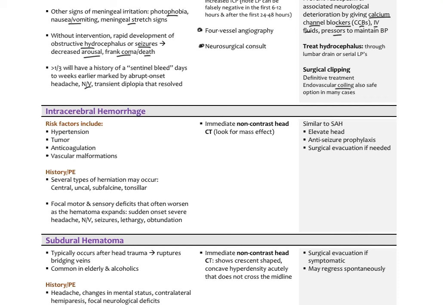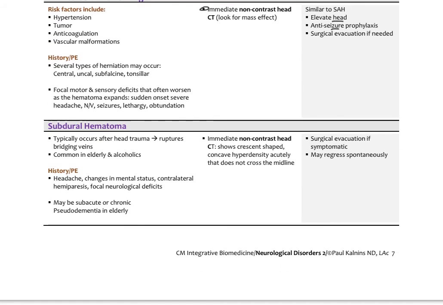So the immediate thing to think about, again, is referral, but also a non-contrast CT immediately in the ER, and then elevating the head, maybe doing anti-seizure prophylaxis and so forth. So that's intracerebral. And then subdural hematoma. This one's going to be one to always think about with anyone with a head injury.